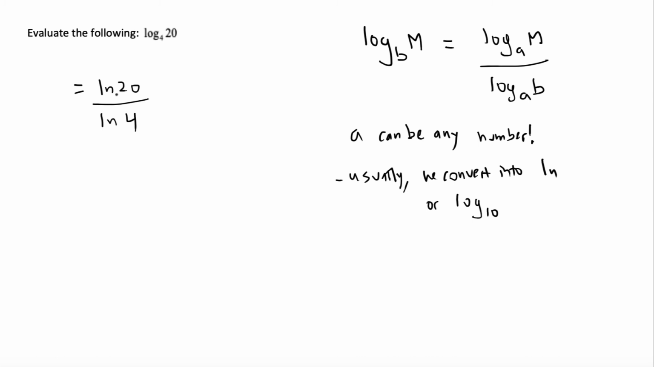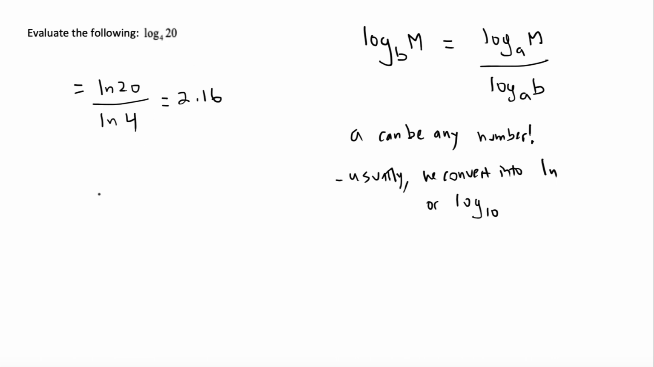You notice that the natural log, of course, we can calculate in our calculators. So in our calculators, we can just hit ln of 20 divided by ln of 4. Make sure you use parentheses and get everything correct here. The final answer here, rounded to 2 decimal places, is 2.16. Hopefully that makes sense.